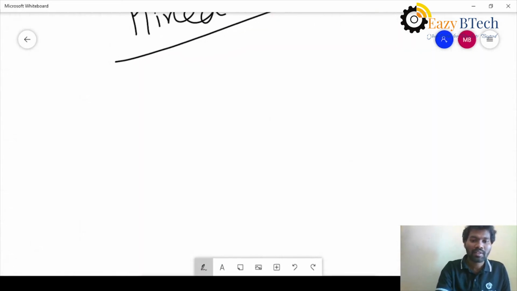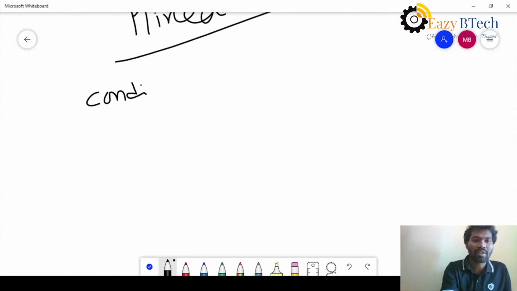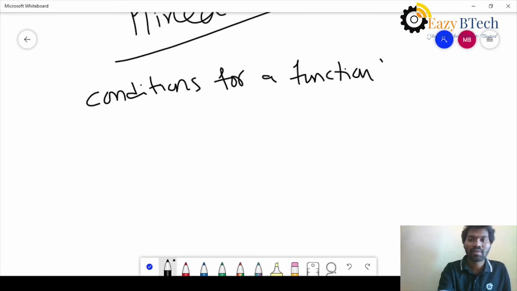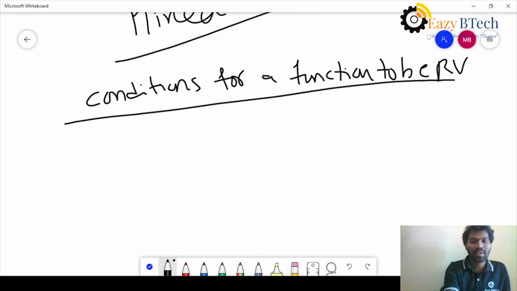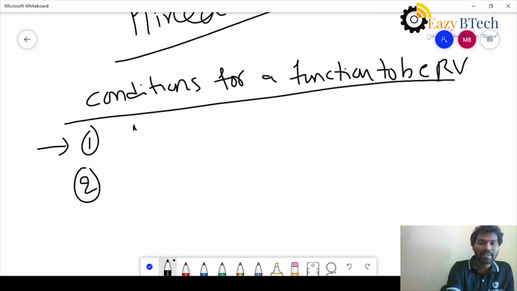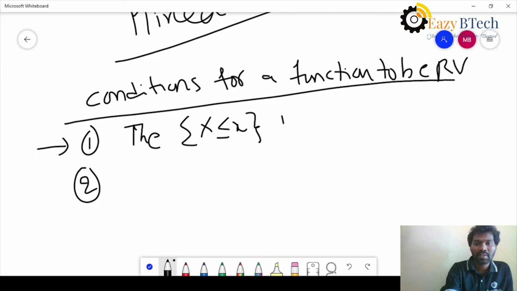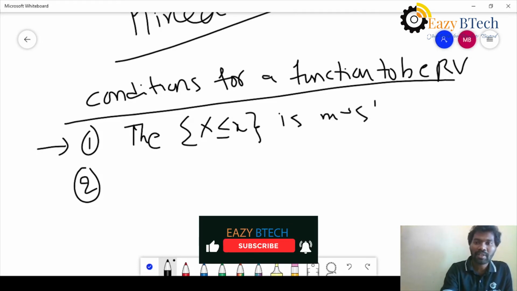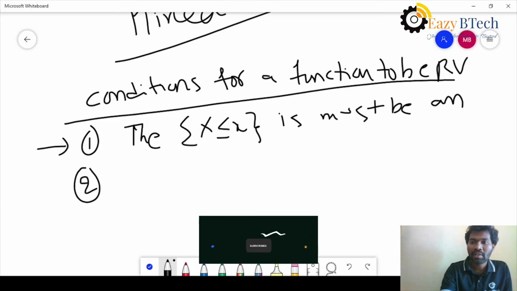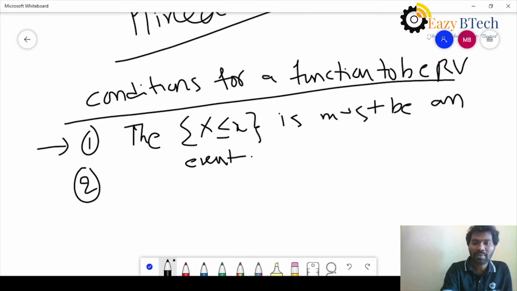Now the next one, it might be a small question. Conditions for a function to be a random variable. Okay, so there are two conditions. So these are: the set X less than or equal to x must be an event in the sample space.